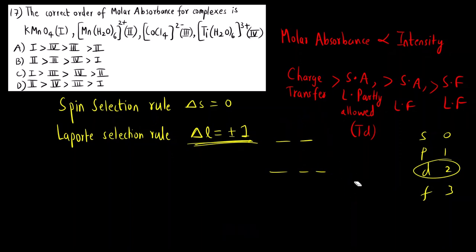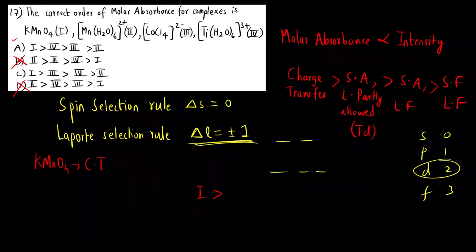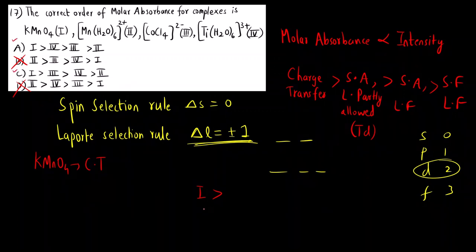Okay, now let us see for all the complexes. KMnO4, the purple color in KMnO4 is due to what? It is due to charge transfer. So the first option will be maximum. So you can start eliminating the options. B and D are incorrect. A can be correct. C can be correct.